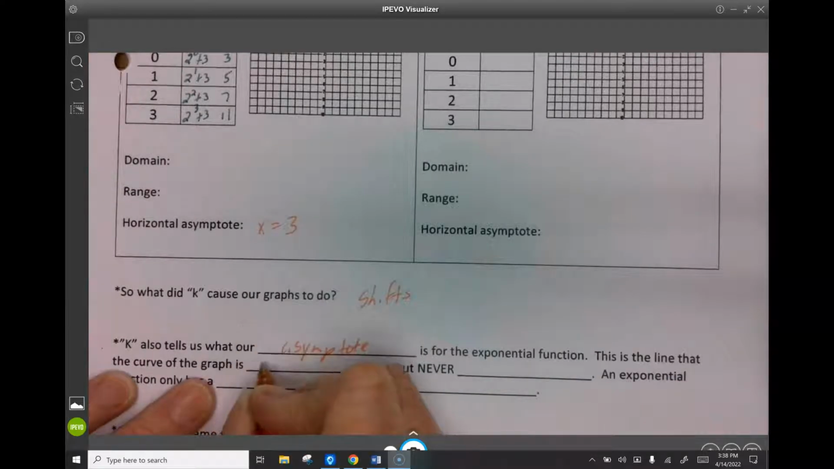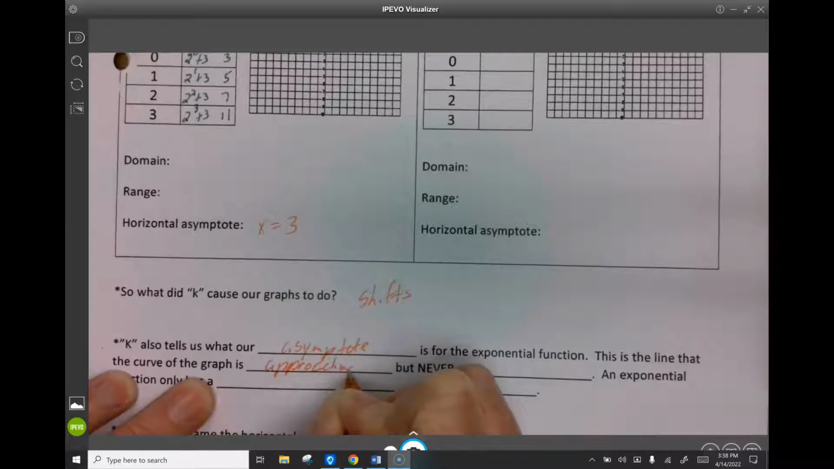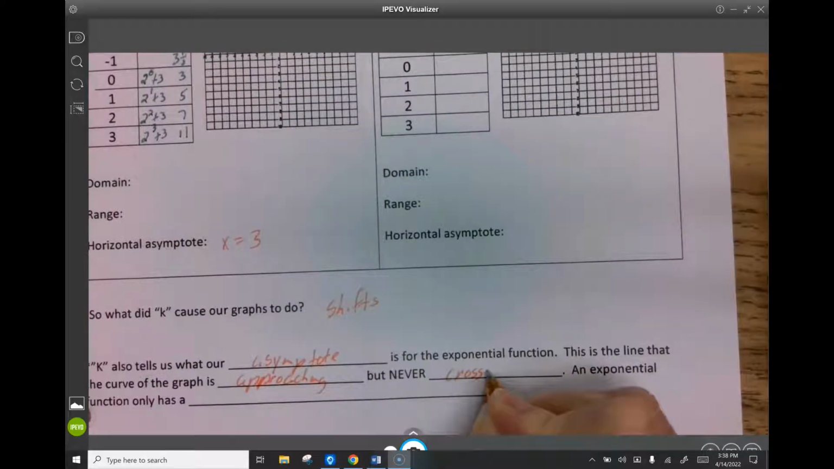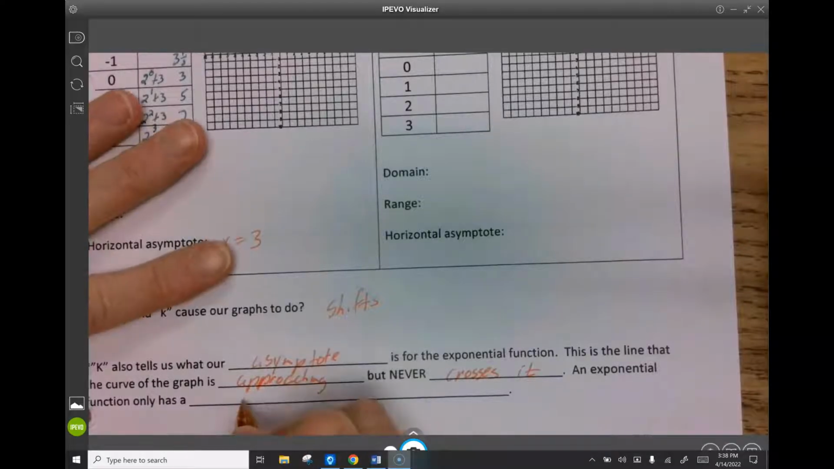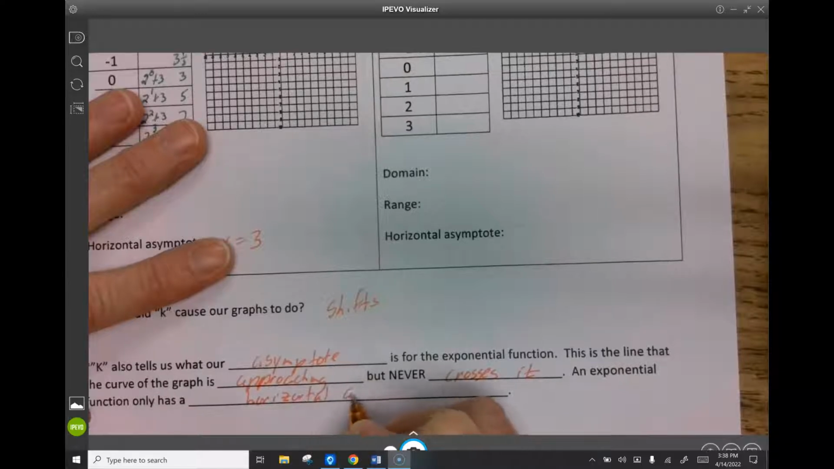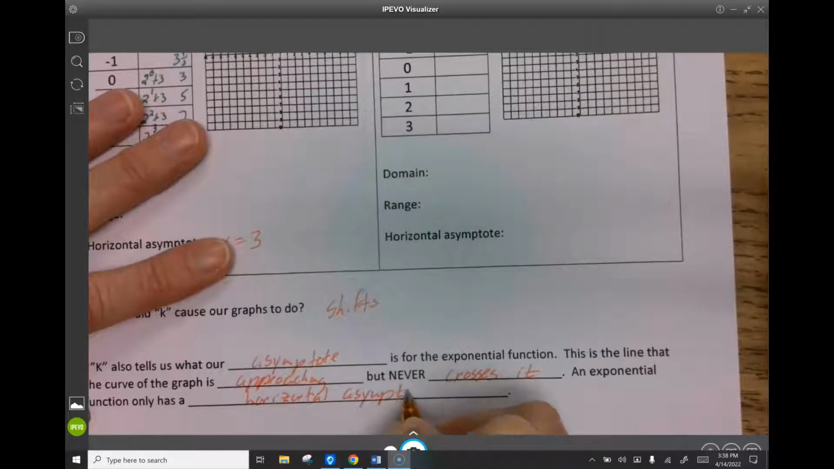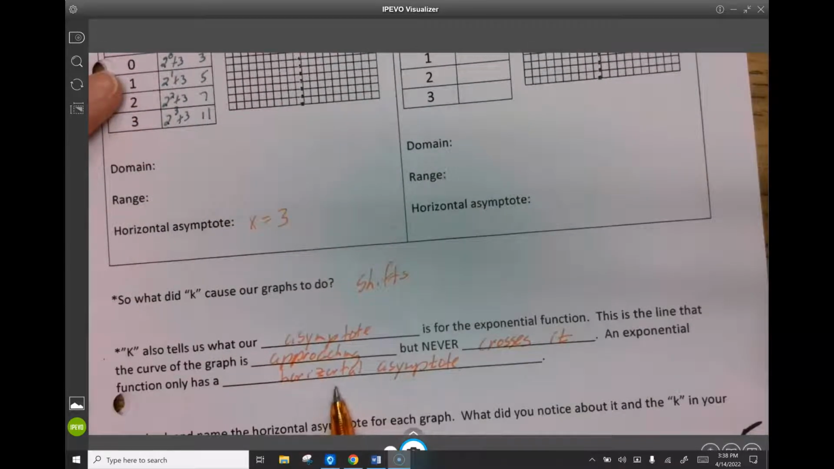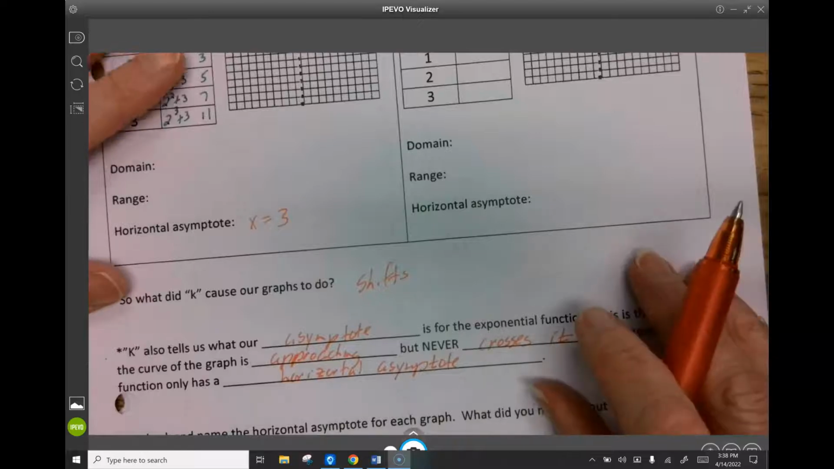The curve of the graph is approaching, and that's what I forgot to say yesterday, is that with an asymptote, it's what it approaches. It comes up and it approaches it, but it never crosses it or touches it. An exponential function only has a horizontal asymptote. Okay, you will have graphs later on in your future where you'll have vertical asymptotes. For now, we're just going to have horizontal asymptotes.